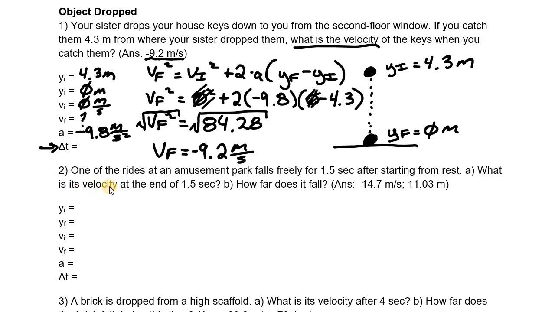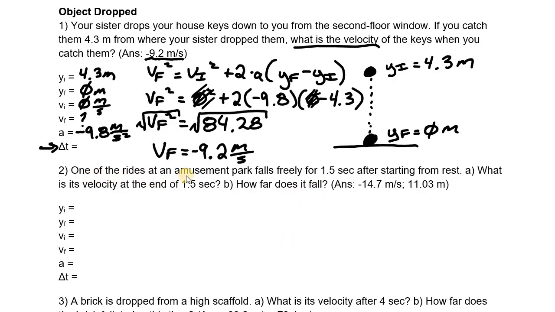So let's hop into problem number 2. One of the rides at an amusement park falls freely for 1.5 seconds after starting from rest. A. What is its velocity at the end of the 1.5 seconds? B. How far does it fall? Okay, so let's just reread this.